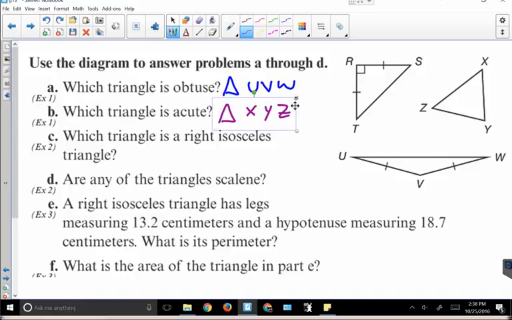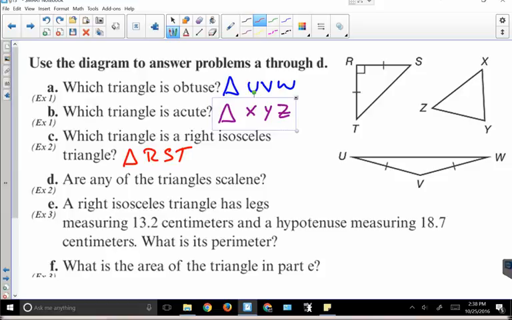Cameron. So, which one of these is a right isosceles triangle? Triangle RST. You sound like you have a question with that. Oh, okay. Okay, so that's good.